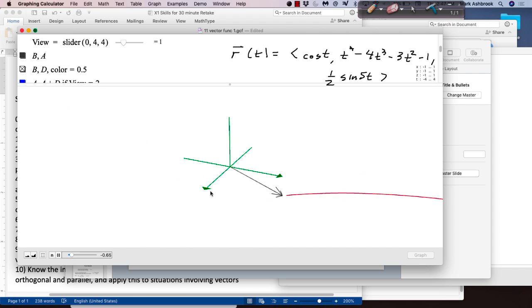Okay, so this red curve is the way that we represent in R3 this particular vector function that I wrote up there.